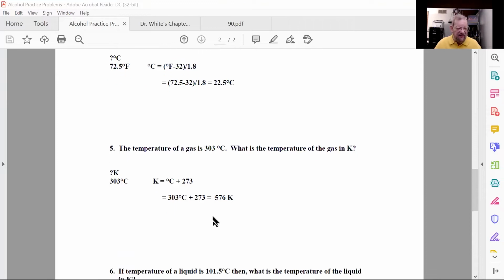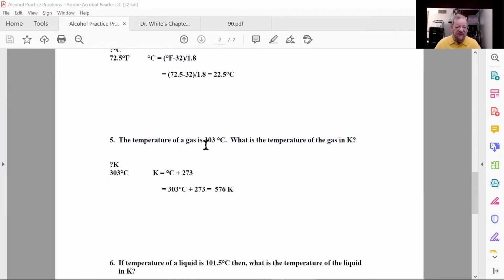Now, if we look at number five, the temperature of a gas is 303 degrees Celsius. What's the temperature of the gas in Kelvin? And here, what are we trying to find? And again, I like to identify what I am being asked to find unit-wise, degrees K, or not degrees K, shame on Dr. White. This is Kelvin. I always want to do that, but it's an absolute scale, so it's not degrees.